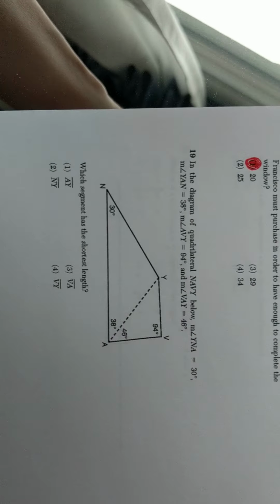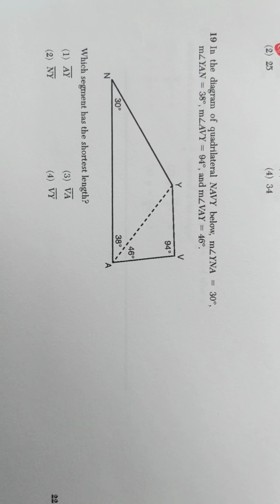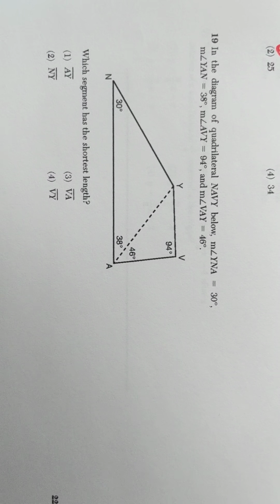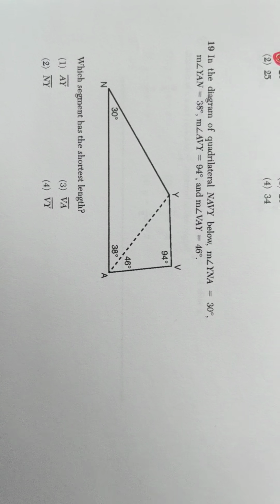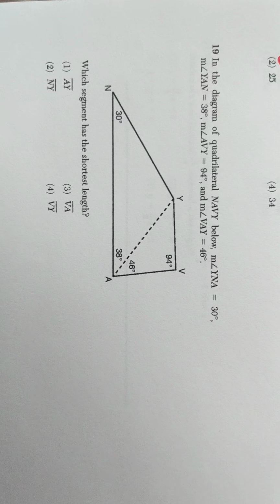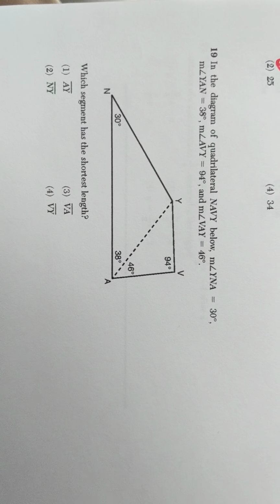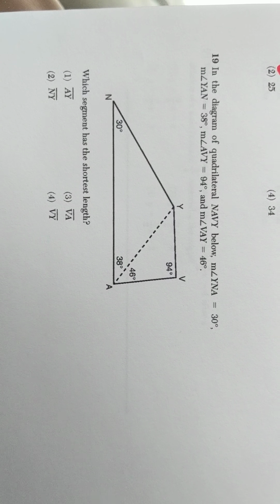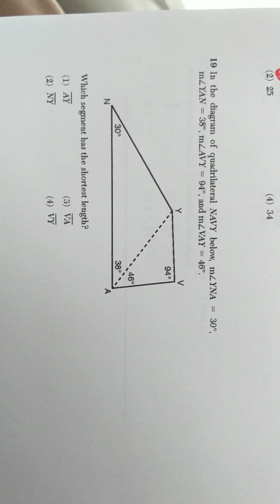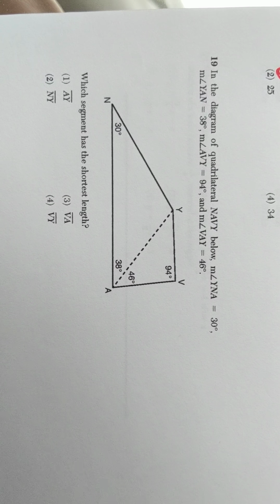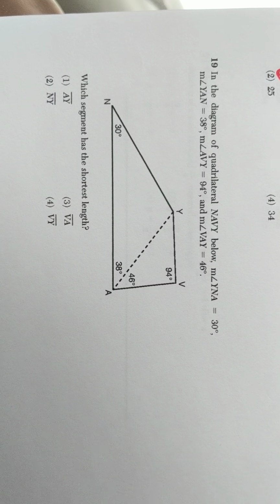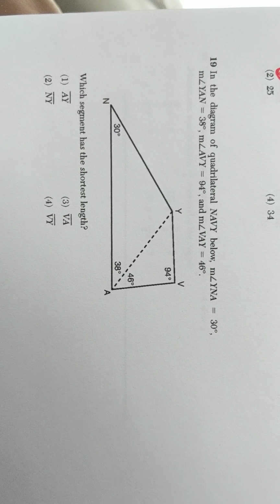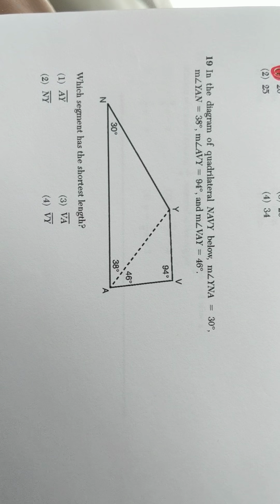In the diagram of quadrilateral NAVY below, the measure of angle YNA is 30, and they already put it in the picture for you. The measure of angle YAN is 38, and the measure of angle AVY is 94, and the measure of angle VAY is 46. So the first thing that I'm going to do is calculate the missing angle measures in my picture.